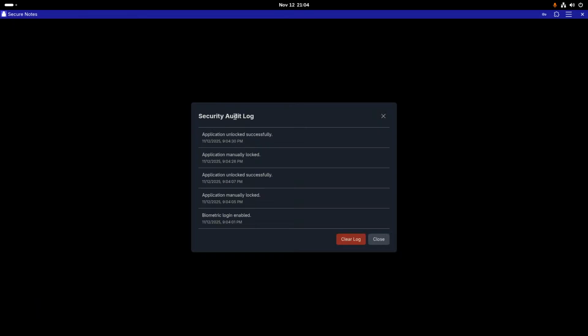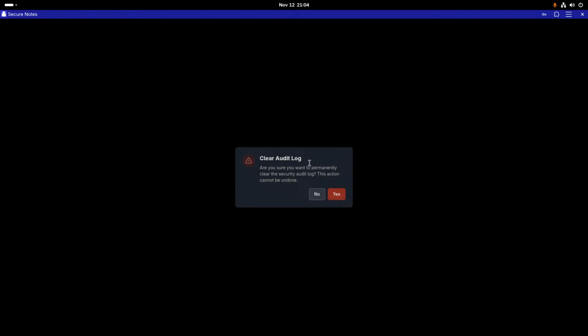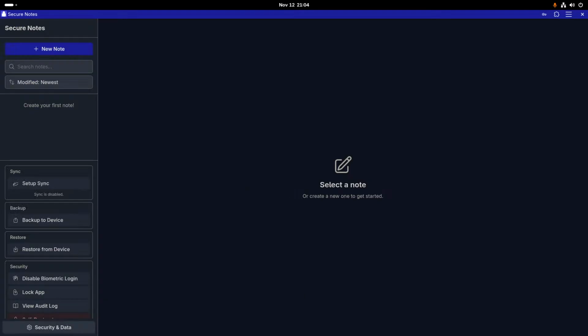It has audit logs. It tells you pretty much everything you've done. The dates are correct, the times are correct, finally. Clear logs. And then this is an extra step. This should appear over it, but it doesn't. I might have to fix that, make it a little bit more user-friendly.